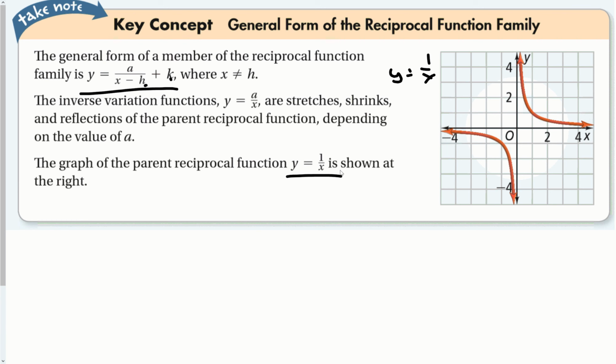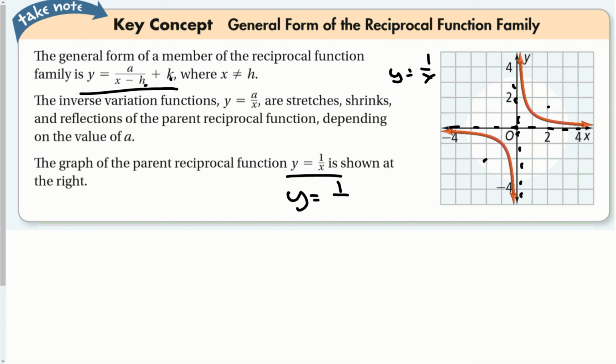So you can see that it's got these two pieces on each side, and it's got nothing happening here on the y-axis. That's because you can't plug 0 into this equation. y equals 1 over 0 is undefined. So we can't do that. Then it's got nothing going on there on the x-axis.